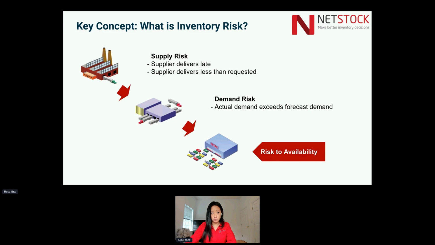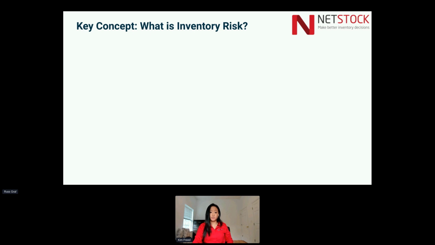And then on the demand side, we have actual demand that exceeds what we expected, right? We forecasted a certain amount of demand for a certain product, and we've exceeded that, which now causes a risk to our availability. And so both of these things are really occurring today, right? One of the reasons we have the supply challenge and transportation challenges we have is because of the unprecedented increase in demand that has occurred over the last 18 months or so. And so these two things have combined to create a real challenge for us in our inventory environment.